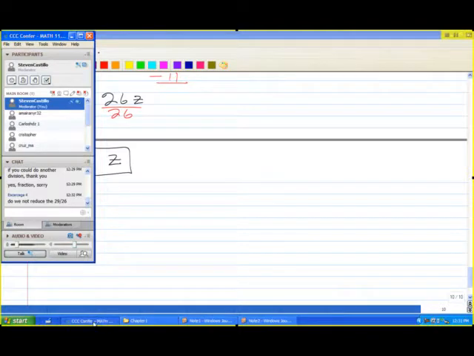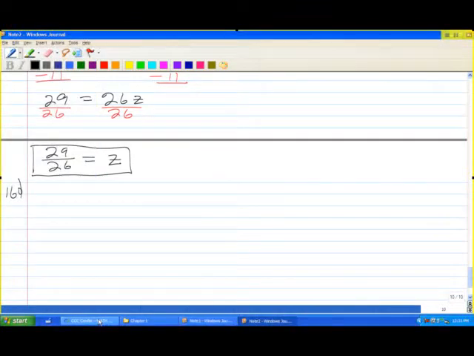Oh, well, how can you reduce 29 and 26? They have no common factor. So you can't reduce it. It's already in lowest terms. So there's no way to reduce 29 over 26. It's already in lowest terms.